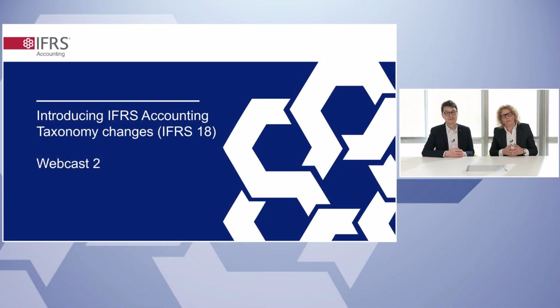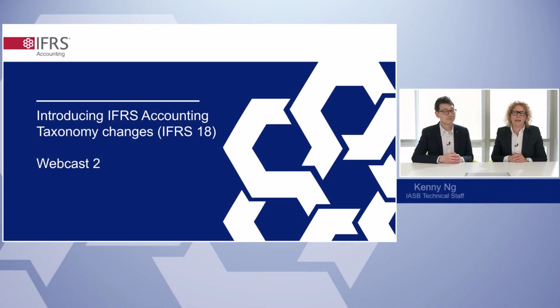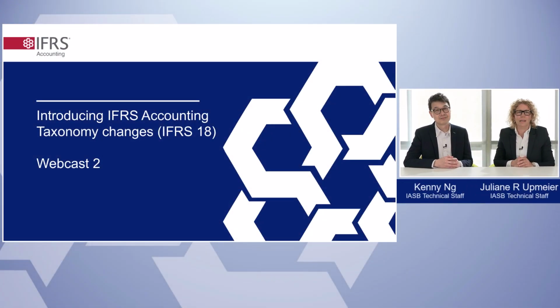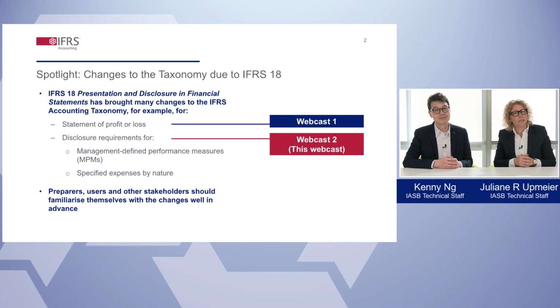Welcome to part 2 of our webcast series on the changes to the IFRS Accounting Taxonomy due to IFRS 18. In the first webcast, we spoke about the changes to the taxonomy for the statement of profit or loss. In this webcast, our focus will be on the changes due to the new disclosure requirements in IFRS 18 for management-defined performance measures, or MPMs as we call them, and specified expenses by nature. Kenny will explain how the modeling for these two new disclosure requirements aligns with our general taxonomy modeling policies.